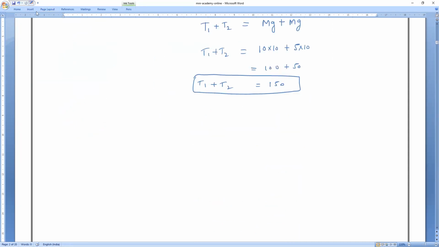Now equation number 2. We all know that F net is equal to 0, and something else is also 0. What is that? Torque. Net torque is also 0.